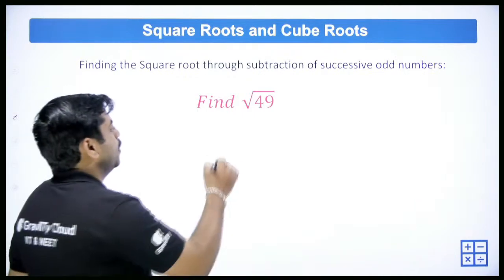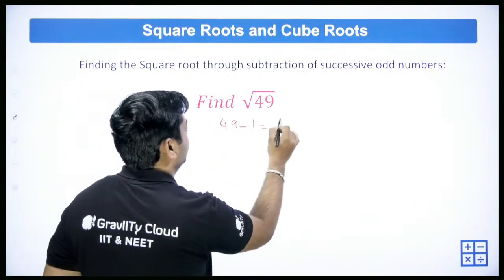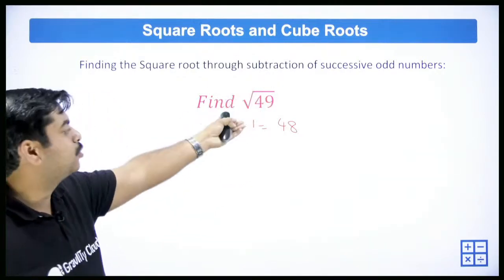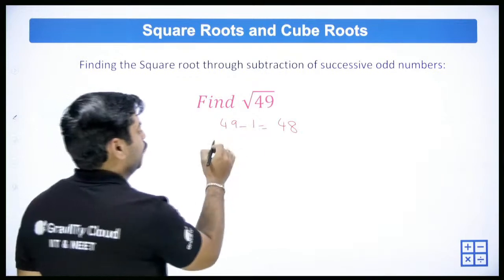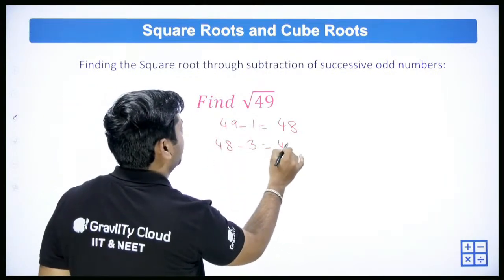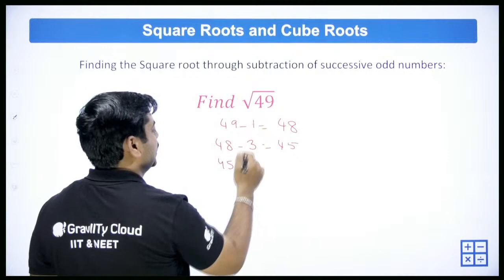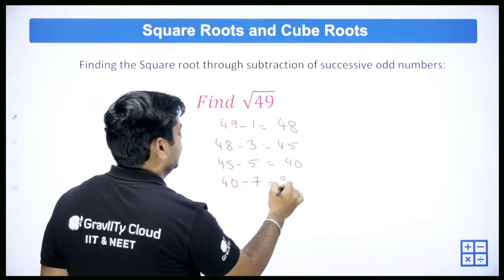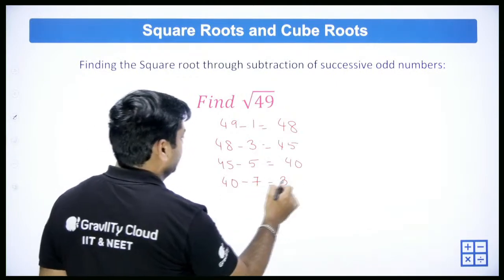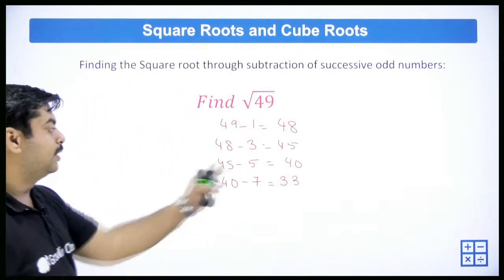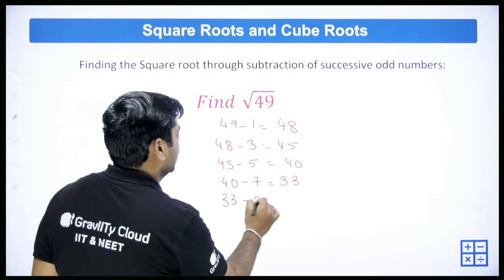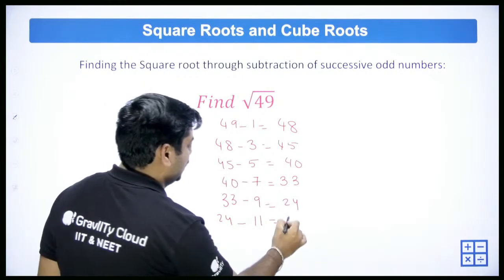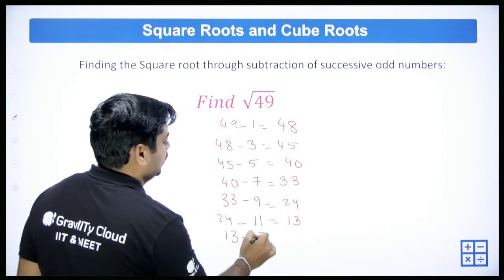49 minus 1 will give you 48. We need to subtract successive odd numbers. What is the next odd number after 1? It is 3. So 48 minus 3 will give you 45. 45 minus 5 is 40. Again, 40 minus 7 will give you 33. 33 minus 9 will give you 24. 24 minus 11 will give you 13. And 13 minus 13 will give you 0.